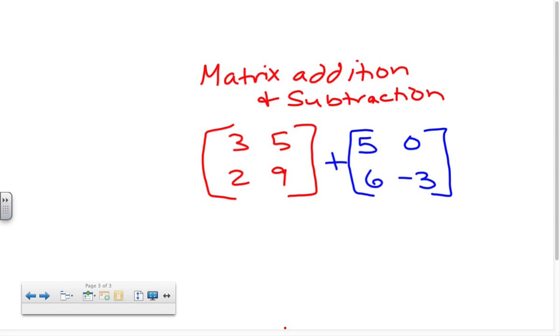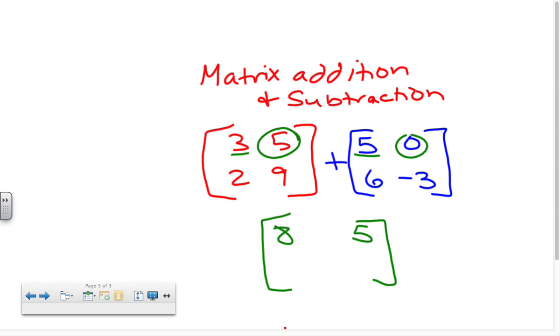Okay? So when I add two matrices together, I'm going to come up with a new matrix. And I'm going to add like terms with like terms. So wherever it is in the first matrix, I will add it to where it is in the second matrix. So 3 plus 5 is 8. 5 and 0 is 5. 2 and 6 is 8. So 9 and -3 is -6. There you go. Now I've added two matrices together.